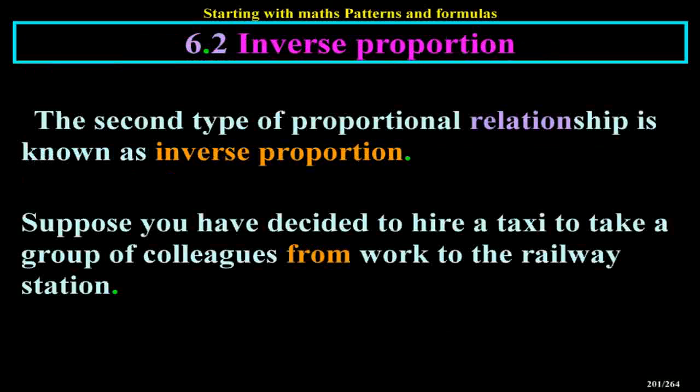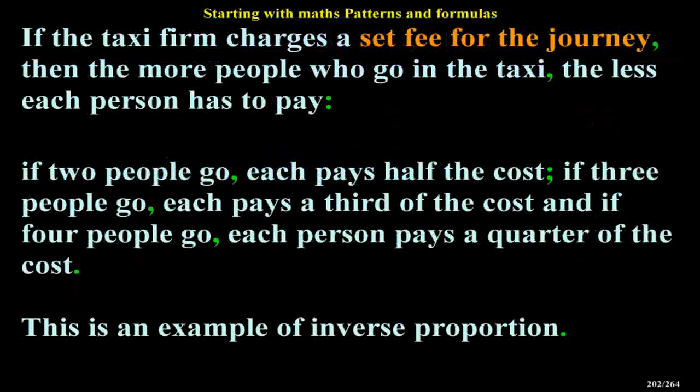Suppose you have decided to hire a taxi to take a group of colleagues from work to the railway station. If the taxi firm charges a set fee for the journey, then the more people who go in the taxi, the less each person has to pay. If 2 people go, each pays half the cost. If 3 people go, each pays a third of the cost, and if 4 people go, each person pays a quarter of the cost. This is an example of inverse proportion.